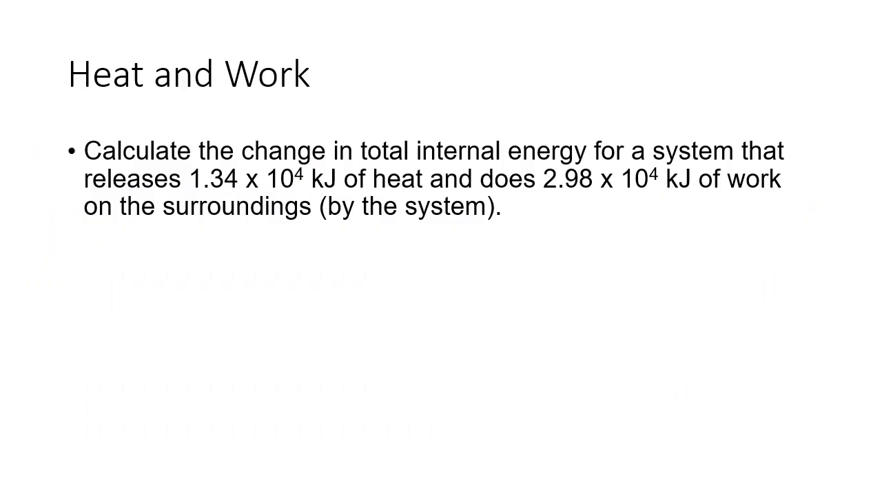Let's calculate the change in the total internal energy for a system that releases 1.34 times 10 to the 4th kilojoules of heat and does 2.98 times 10 to the 4th kilojoules of work on the surroundings by the system. The equation that we're going to use is that the internal energy, delta U, is equal to the heat Q plus the work W. But before we just go and plug in any numbers, what we need to decide are the signs on the heat and on the work.